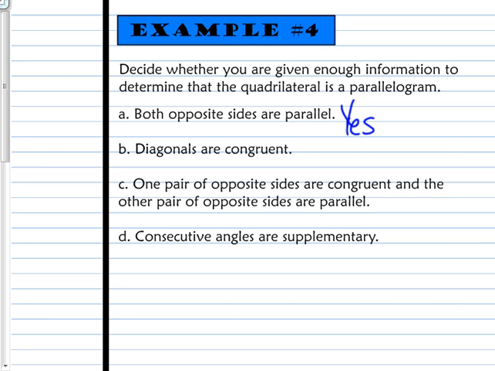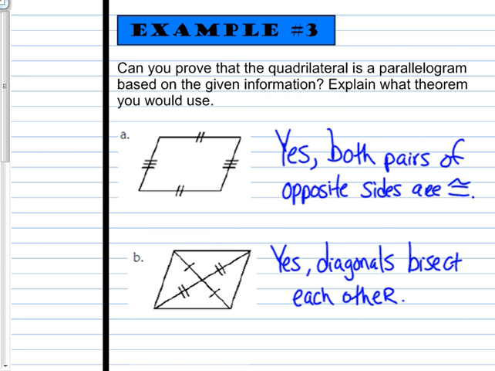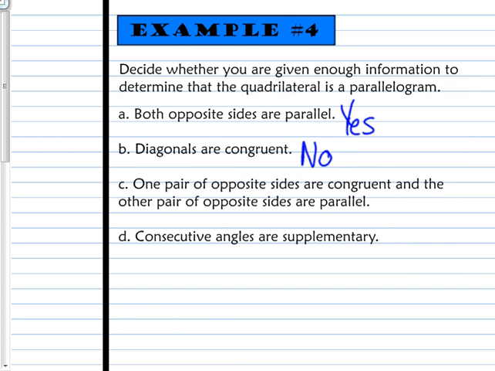If the diagonals are congruent to each other, is that enough? No. Because diagonals don't necessarily have to be congruent to each other. Looking back at this picture, the diagonals were cut in half. So one half is equal to the other half. But this red diagonal is not necessarily the same size as the green diagonal, okay? So just because the diagonals are congruent does not mean that it's a parallelogram.